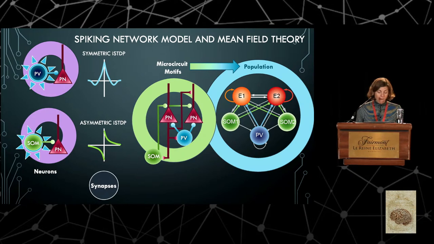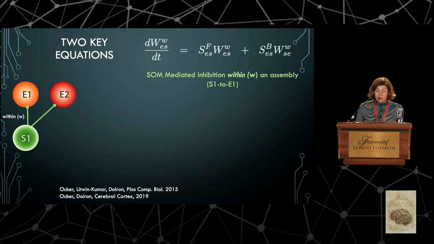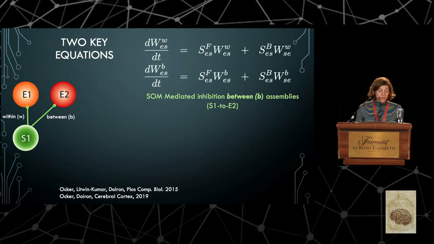There are two key equations in this model. The first one describes the SOM-mediated inhibition within an assembly. That means from S1 to E1. Okay? The second one describes the SOM-mediated inhibition between assemblies, meaning from S1 to E2.